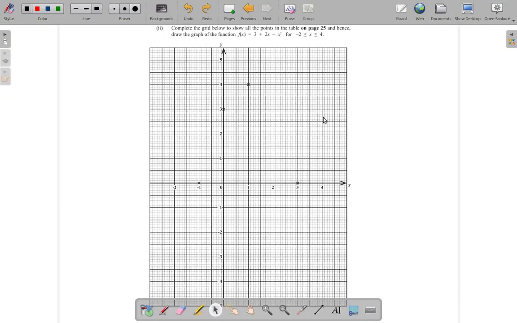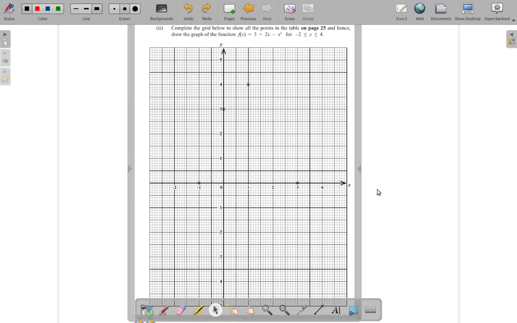Part 2 says, complete the grid below to show all the points in the table on page 25 and hence draw the graph of the function f of x is equal to 3 plus 2x minus x squared for x greater than or equal to negative 2 and less than or equal to 4. That means x between negative 2 and 4.